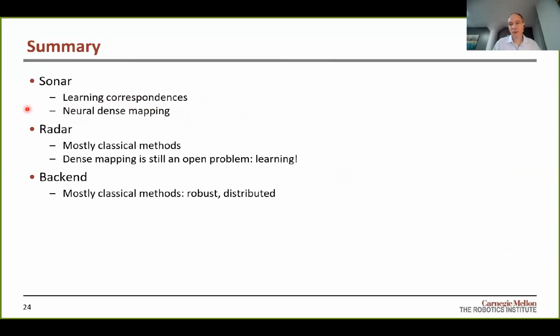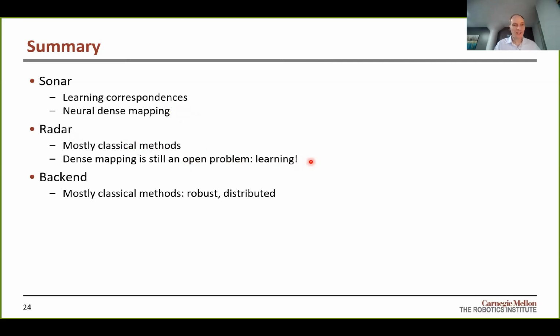You're not pre-training anything. You're just throwing the data at it, the images, and you get a 3D model out. So it's basically an optimization method using a compressed representation of the geometry. That's one way that I'm thinking about this. For radar, at the moment, mostly classical methods. I think this has to evolve a bit, especially dense mapping really has to use learning.